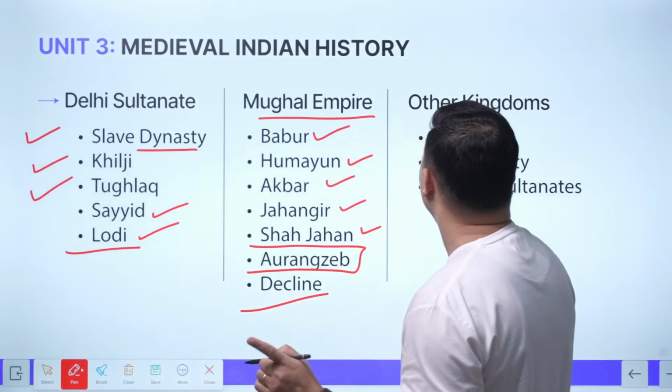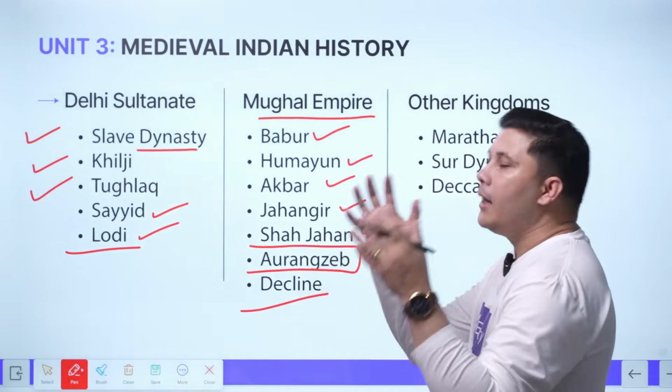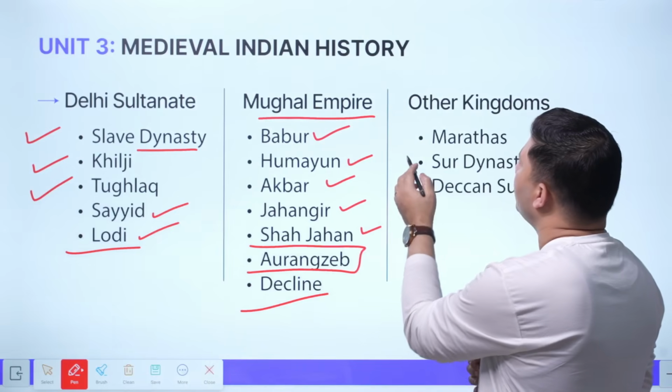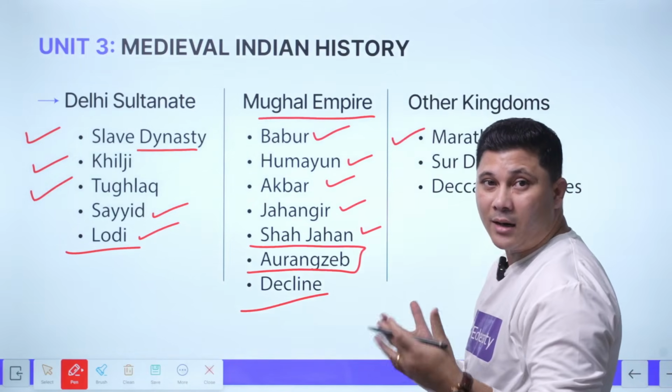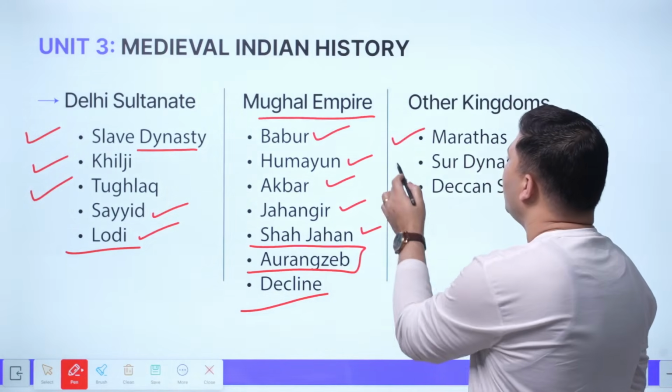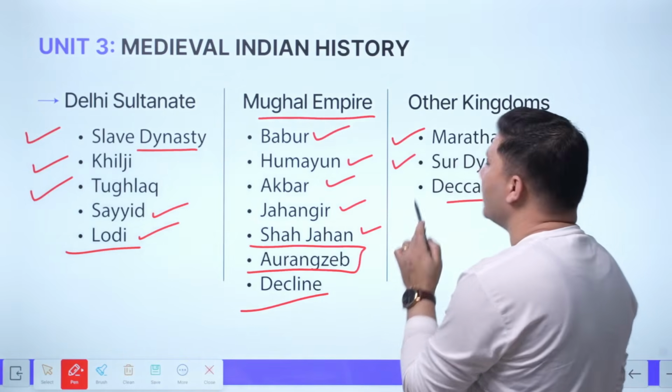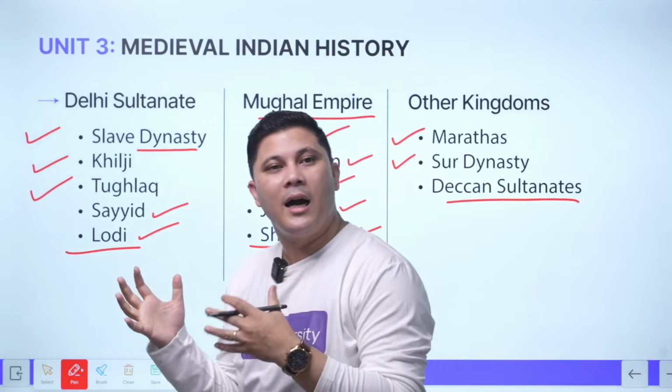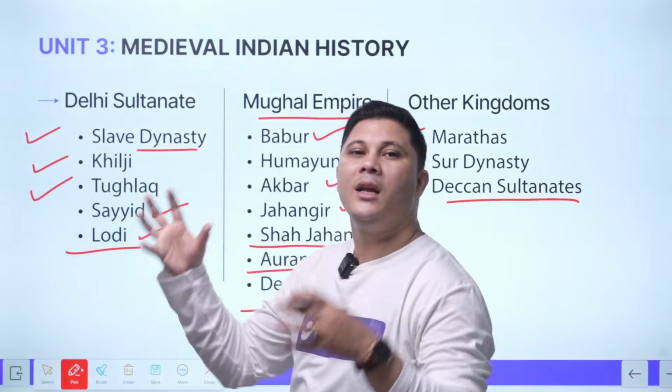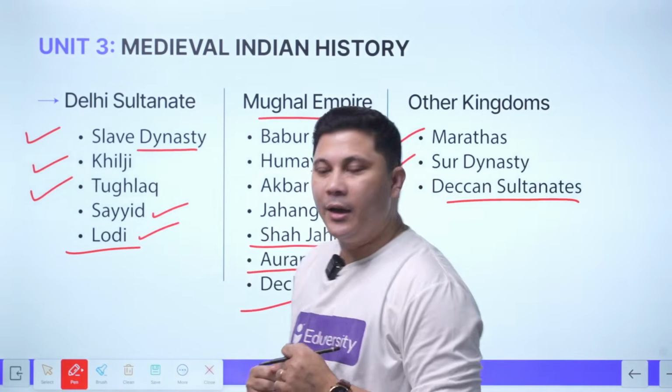Then apart from this, side by side in the medieval Indian history, you also have to study the rise of the Marathas in the western region, then the Sur dynasty and the Deccan Sultanate. So these are the topics that you have to study in the ancient and the medieval Indian history.